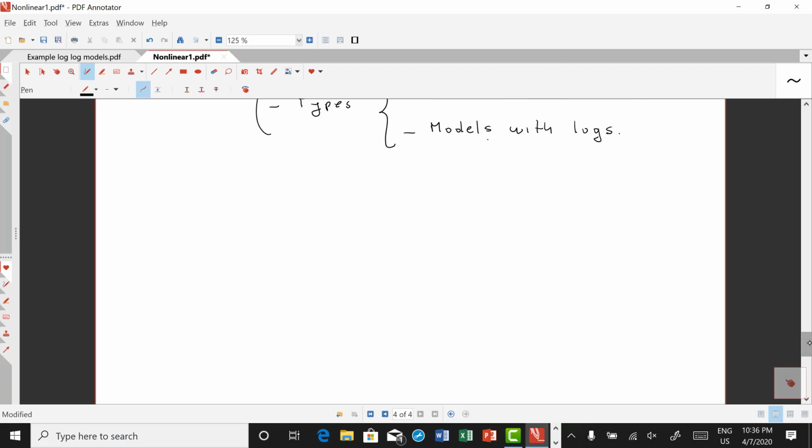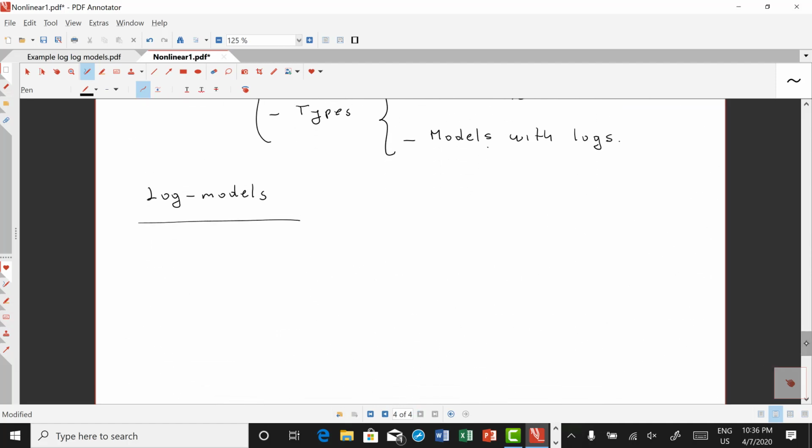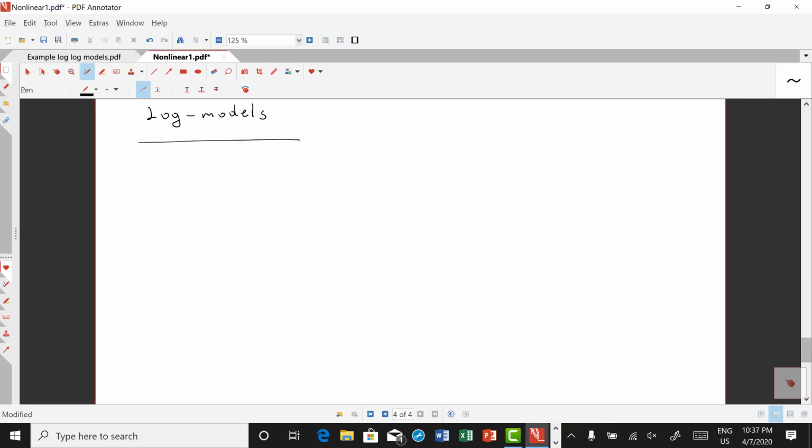So let's start to talk about these models with logs, log models. We will be talking about three types of models. The first one is what are called log-log models. These are models where both the dependent variable and the explanatory variable have been transformed before estimation. You have your dependent variable, you take the log, and that's what you use for regression analysis. It's called a log-log model because we have the log of y and also the log of x.